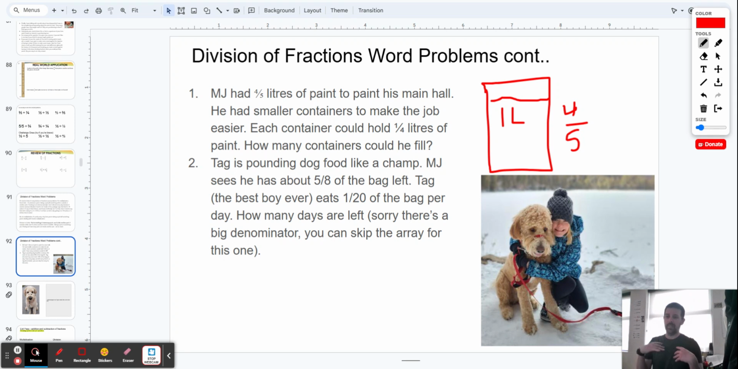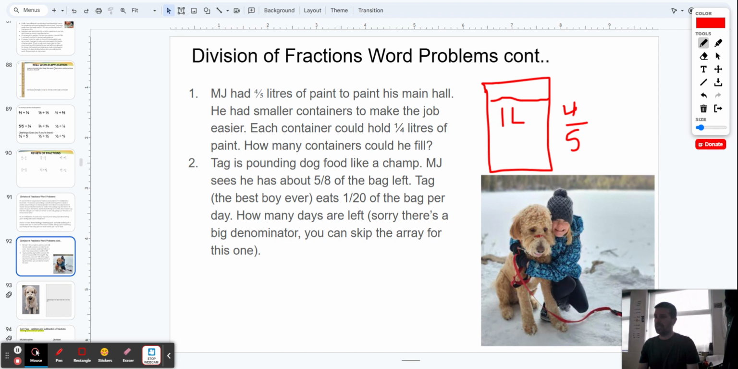And I'm going to paint my main hall. And of course, me being me, I'm lazy. So I've got my wife helping me. I got my kids helping me. I even get my dog to help me if he was any good at it. So I'm pouring out that paint into other containers so that, many hands make light work, that old saying. So I got these containers, and each of these containers are going to hold 1/4 of a liter. And I need to know how many containers I can get, okay?